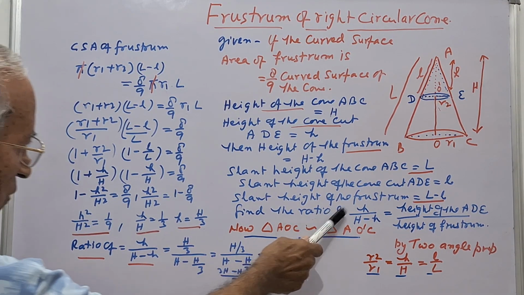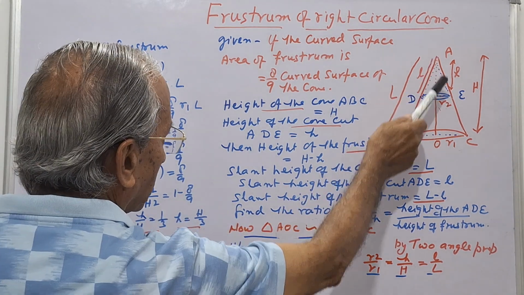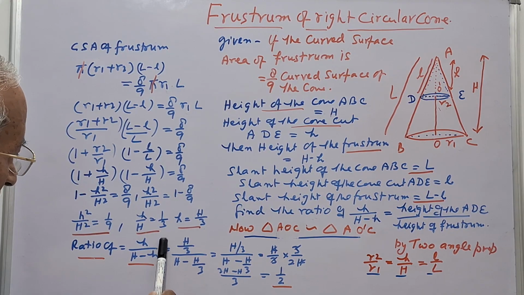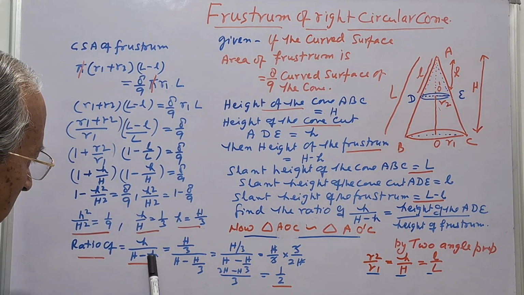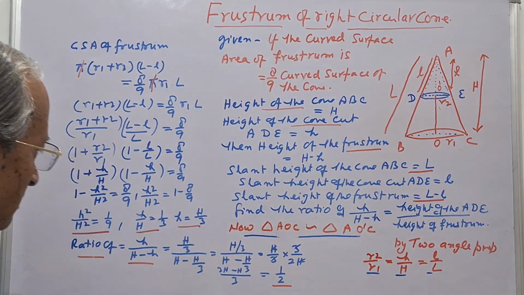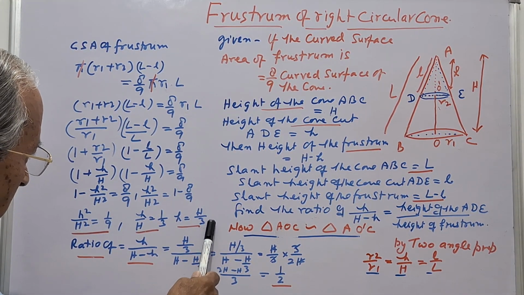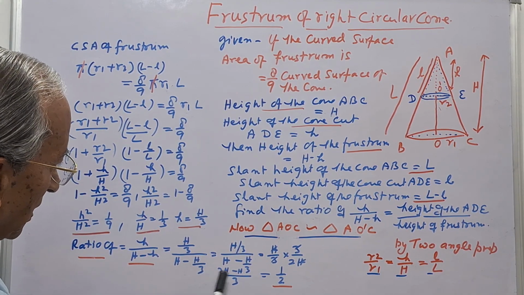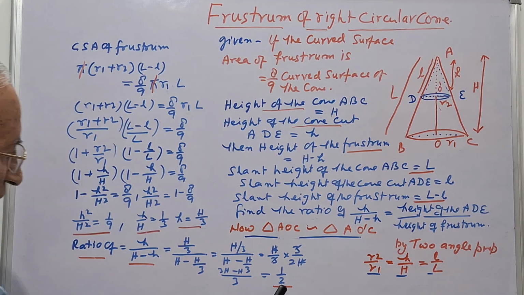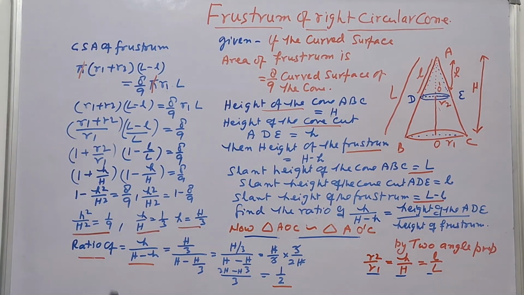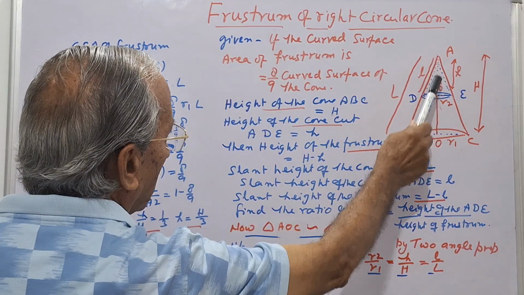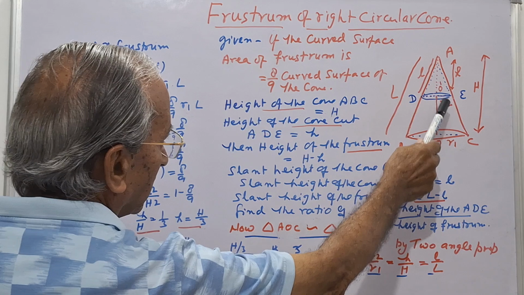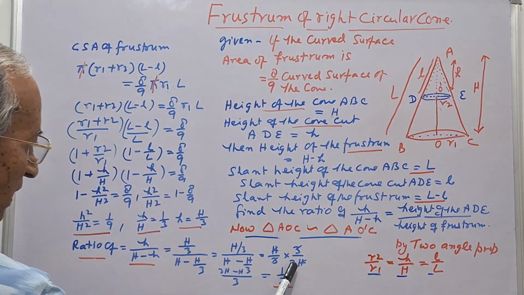Now we have to find out the ratio of the height of the cone and frustum. Then ratio of small h upon capital H minus h, that is the height of the frustum. Small h we get H upon 3. So H upon 3 upon capital H minus H upon 3. So by simplifying, taking LCM, we get 1 upon 2 is the ratio of the height of the cone, that is ADE, and the height of the frustum, that is O dash O, that is 1 upon 2.